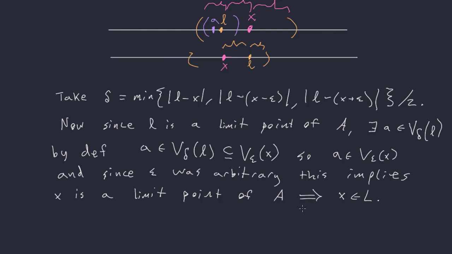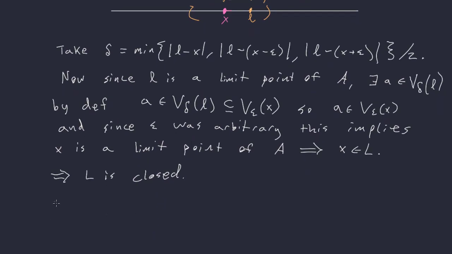So what this basically says, this actually gives us a lot. One, this implies L is closed. But it also gives us more. It also implies that A bar is closed.